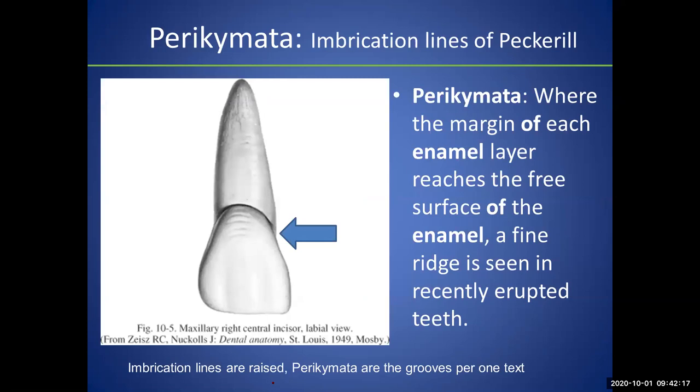Perikymata is where the margin of each enamel layer reaches the free surface of the enamel and a fine ridge is seen in recently erupted teeth. So to further confuse you, there's imbrication lines and those are raised. So this is the imbrication line and the groove is the perikymata. I've only seen one board question ever on perikymata and imbrication lines. This says it's the right central incisor. Would you be able to tell?